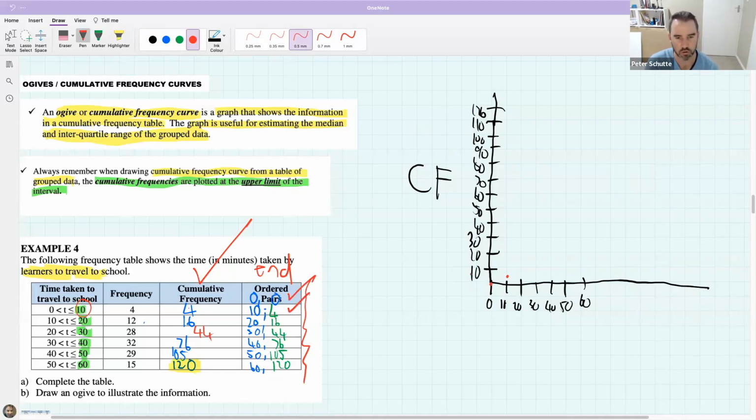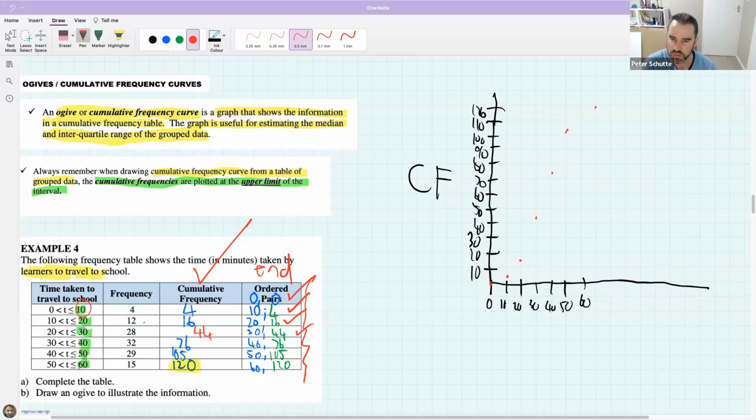So I've done those two. Then I go to 20, 16. So 20, 16 will be about there. Then I go to 30, 44. So 30, and then 44 should be there. I go to 40, 76. I'm really climbing up now. 50, 105, so 50, 105, and then 60, 120.